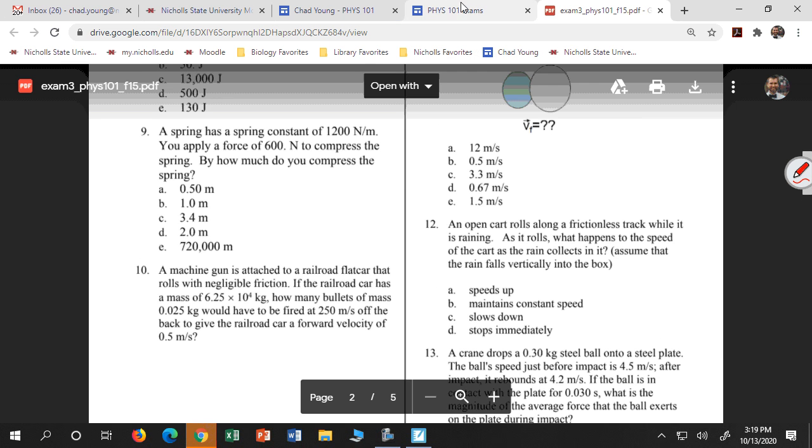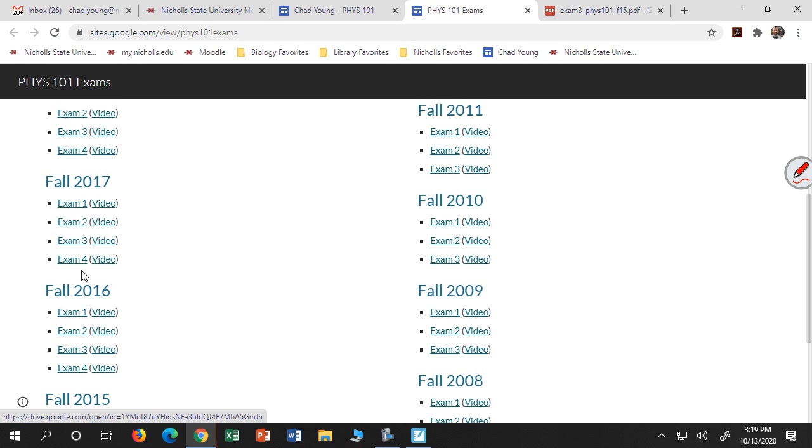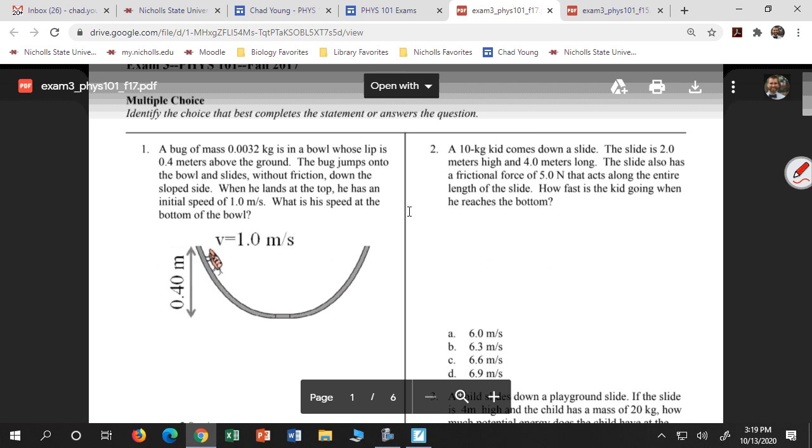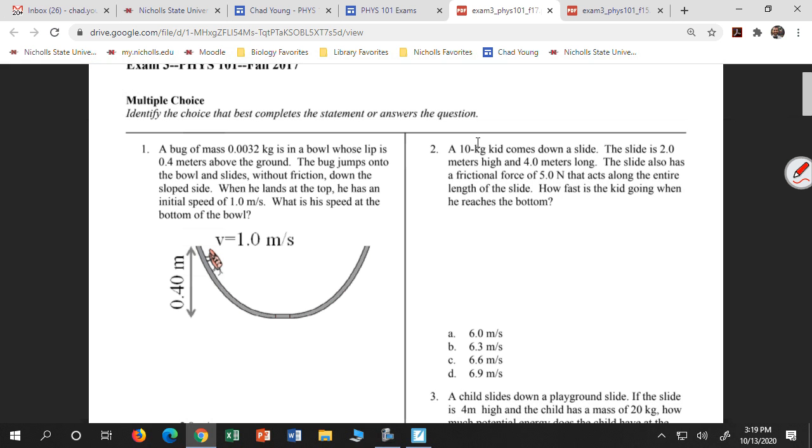I want to go back. Let's go back to another exam. I want to find an example of that I was telling you. This is fall 17. This is number 2, where I asked how fast is the kid going when he reaches the bottom. We worked this in one of our sections.